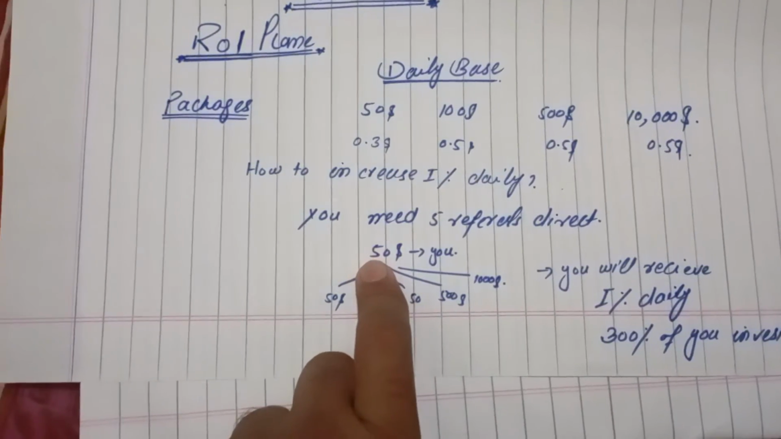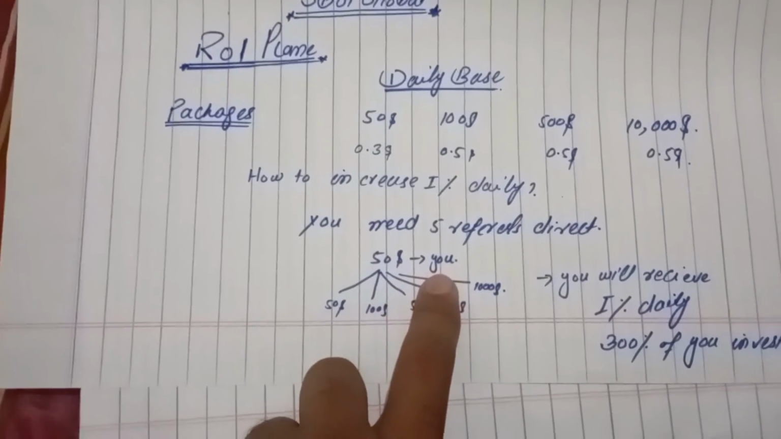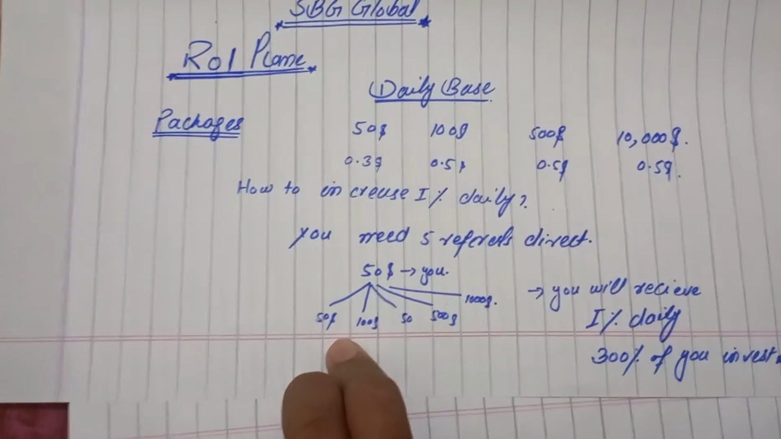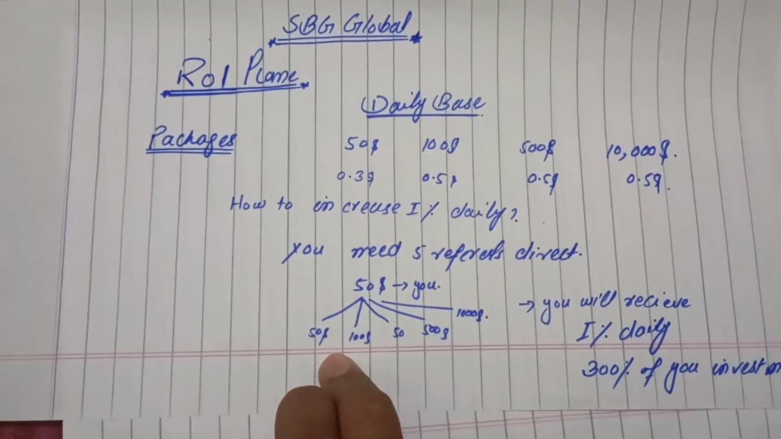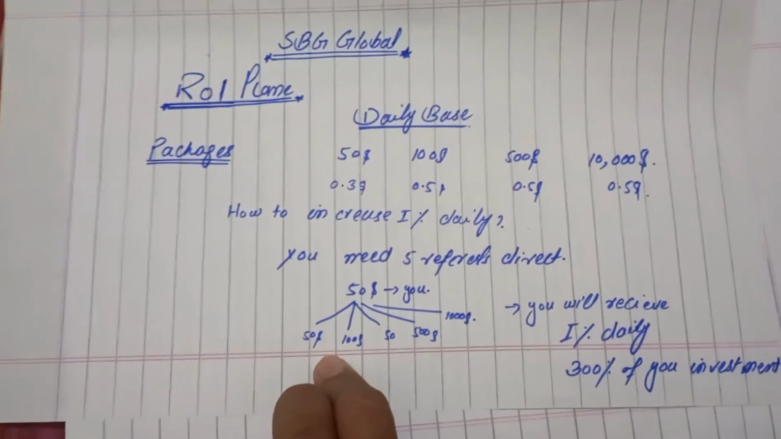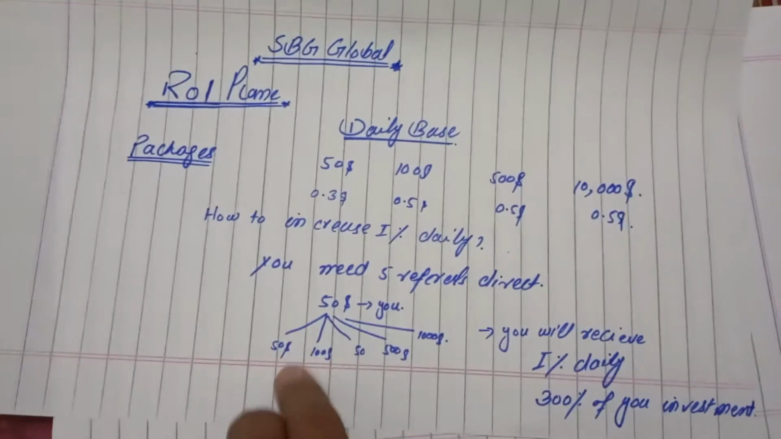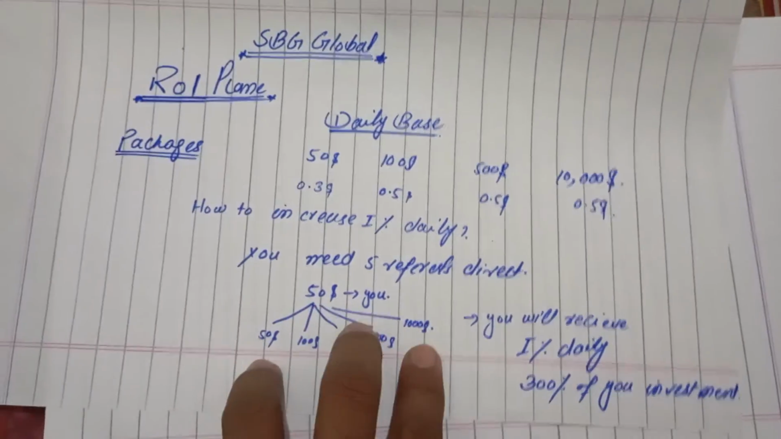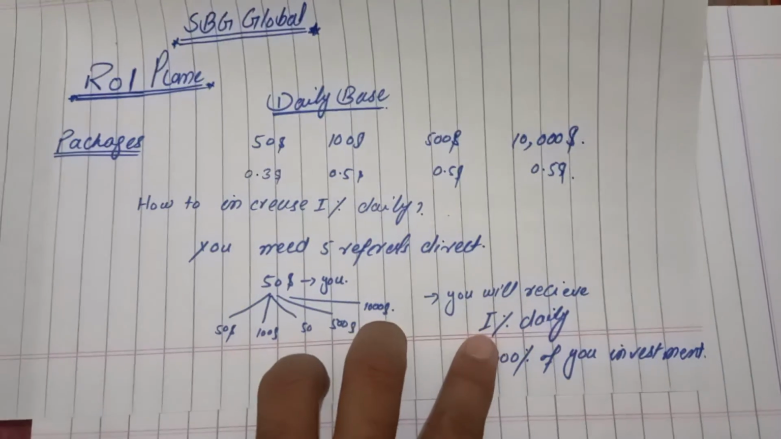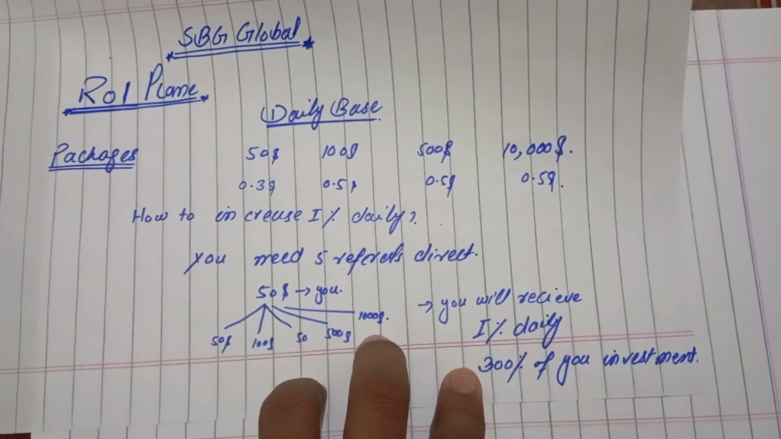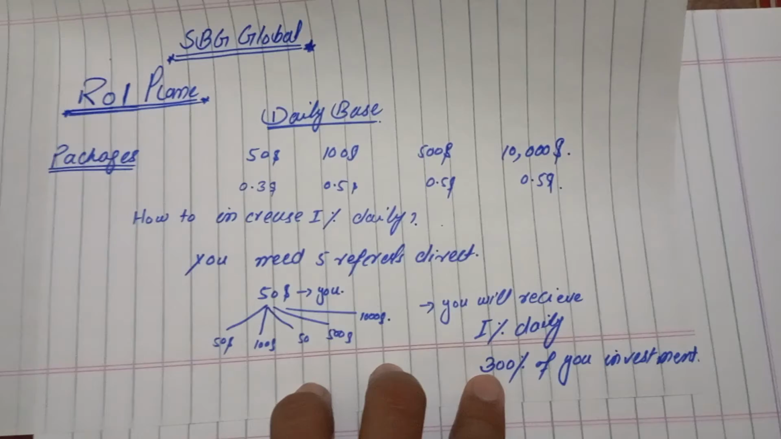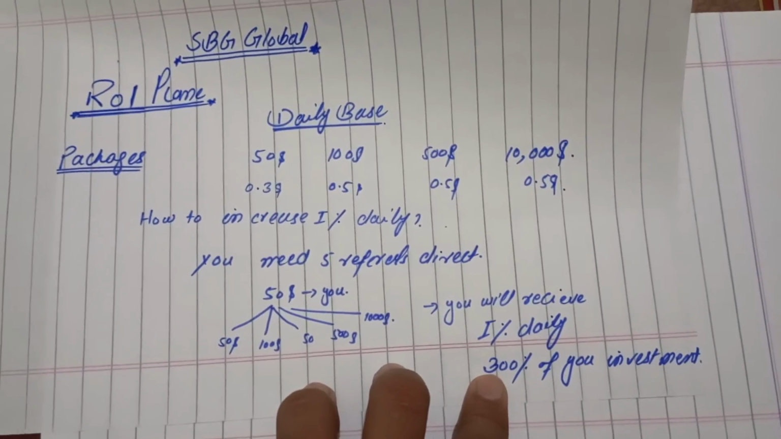Suppose you have a $50 package, and you have invited 5 people. They need to buy a $50 package or more than a $50 package. Those are your downlines, the 5 direct referrals. If they buy a $50 package or more, then they get 1% daily. In the next 300 days, they will get 300% profit. So if their investment was $100, they will receive $300. So $200 is their profit that they will receive in the 500 days.